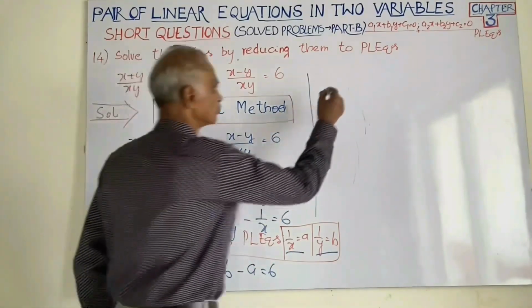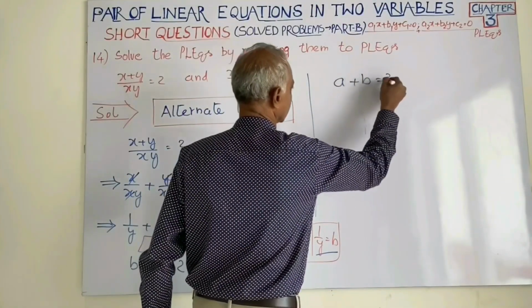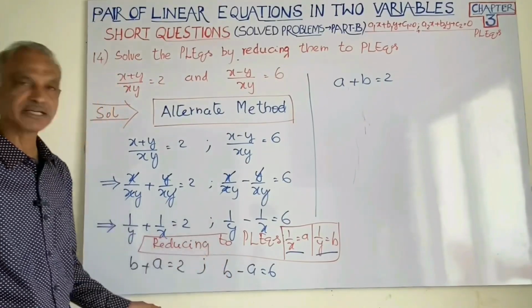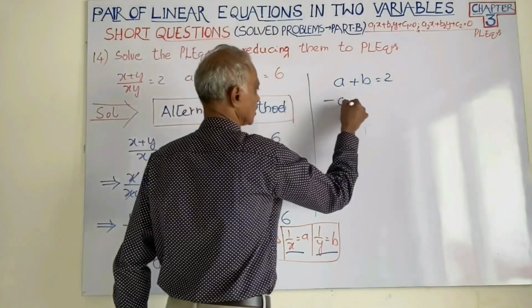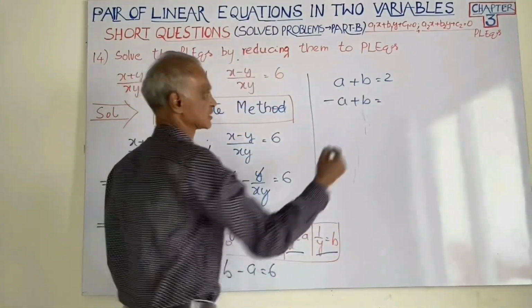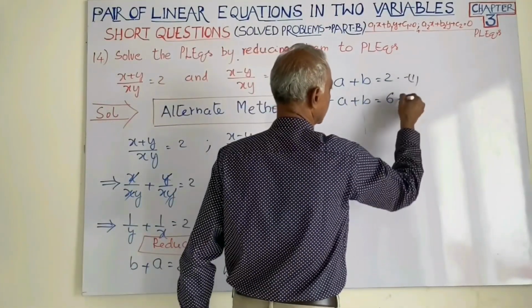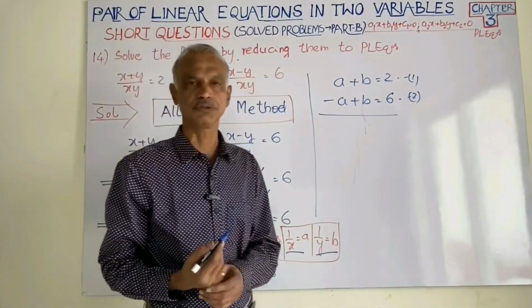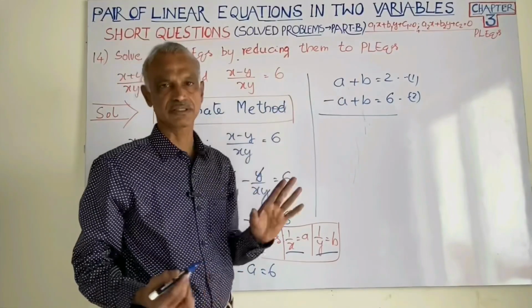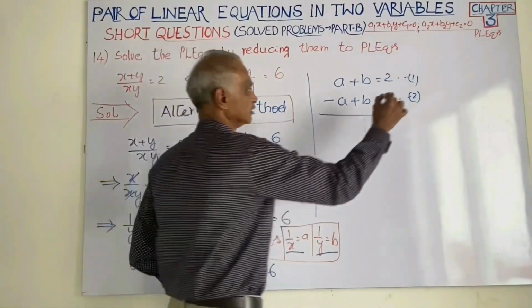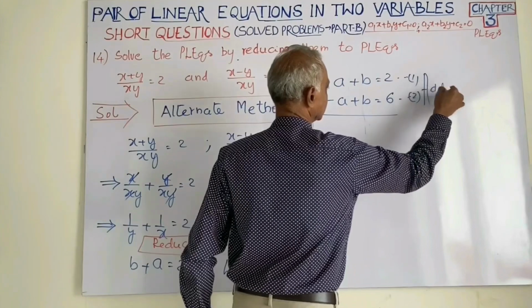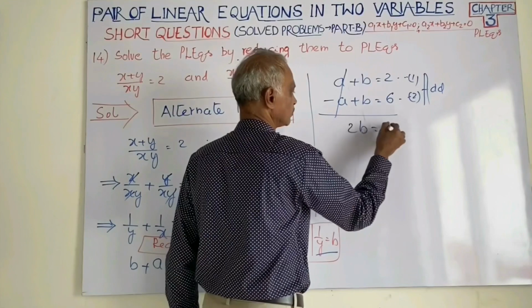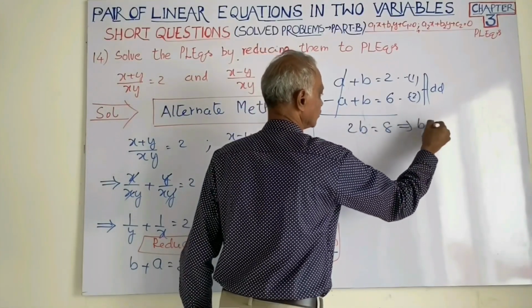Now, a plus b is equal to 2. This is equation 1. b minus a can be written as minus a plus b is equal to 6. This is equation 2. See, I have already told you, plus and minus is there. Just add them. Plus a and minus a cancel. b plus b, 2b is equal to 8. You will get b is equal to 4.